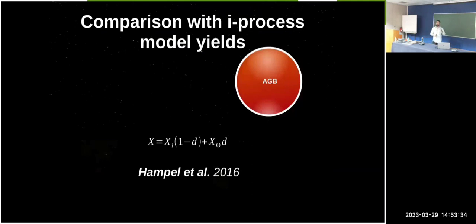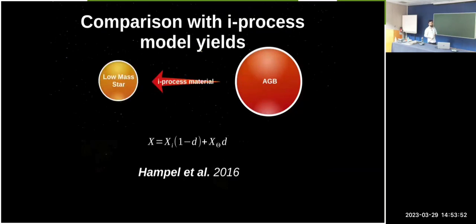Now, before comparing their I process model yields with our observed abundances, we have to understand that I process yields are calculated for the intershell region of this AGB star. And then, with third dredge-up, they come to the stellar surface. Then it will be transferred to the star that we are observing as a CEMP star now. So in the comparison, we have to use a dilution factor D. Here X is the abundances of this star, XI is the I process yield, and X sun is the solar scale abundances.